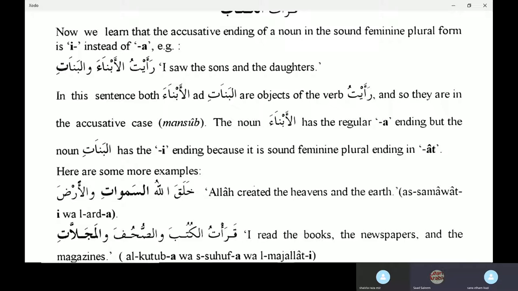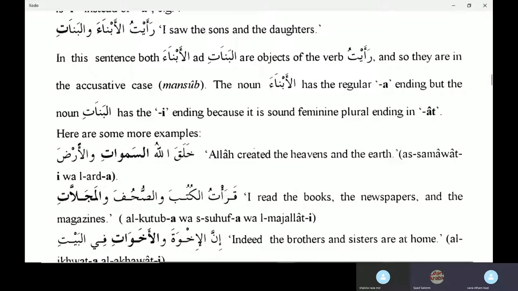Okay, now one question for you. Ra'aytul abna'a wal banati. Is the word abna'a mansub or majroor? Mansub. Okay, the word abna'a is mansub, and the word banat, is it mansub or is it majrur? It is also mansub, but because of the alif ta you write it with kasra. So we can say that the mansub form of the word ending with alif ta is kasra. Okay, next.